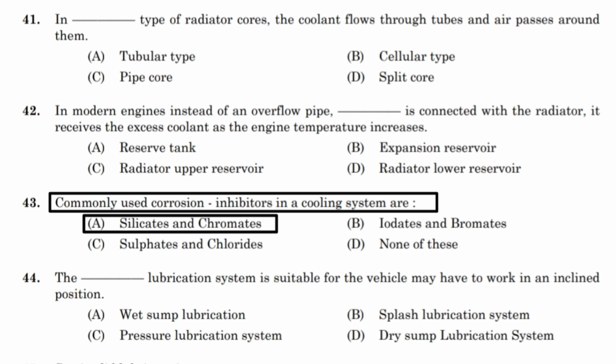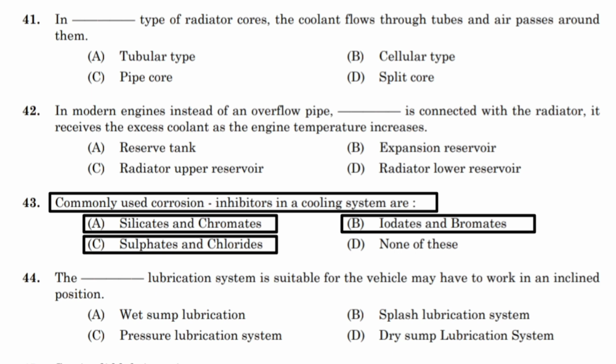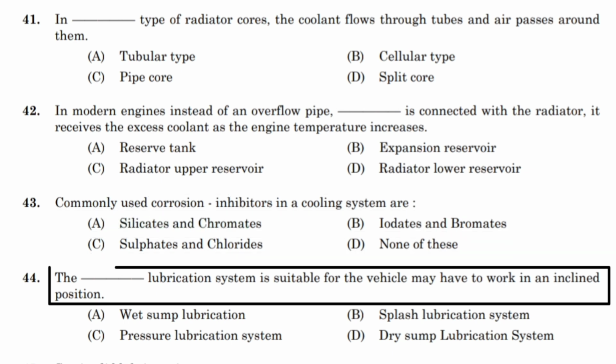43. Commonly used corrosion inhibitors in a cooling system are A. Silicates and chromates, B. Iodates and bromates, C. Sulfates and chlorides, D. None of these. Answer A. Silicates and chromates.